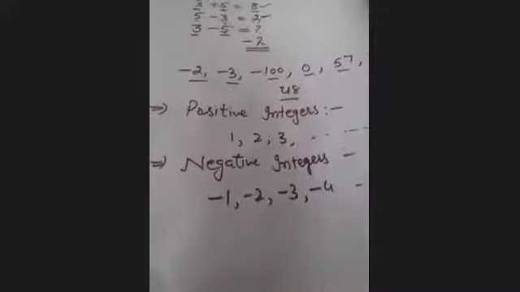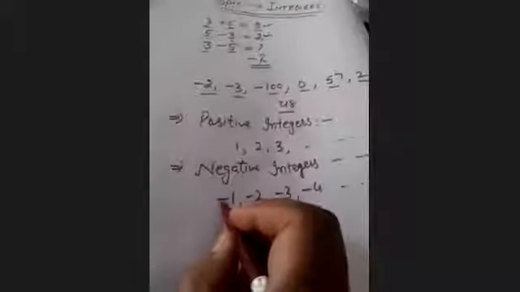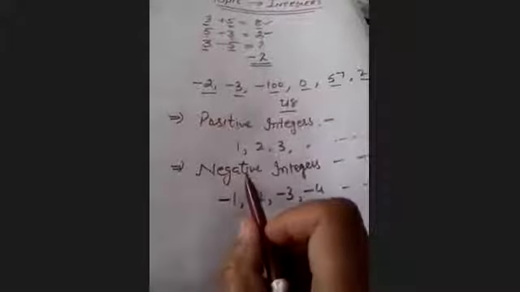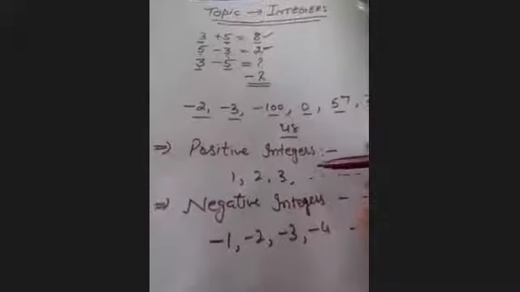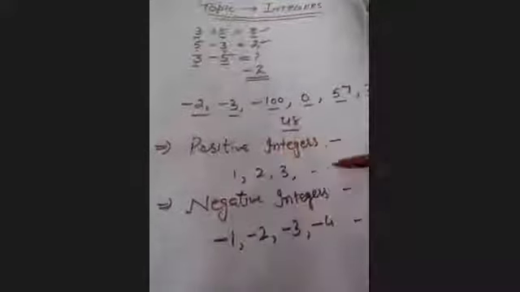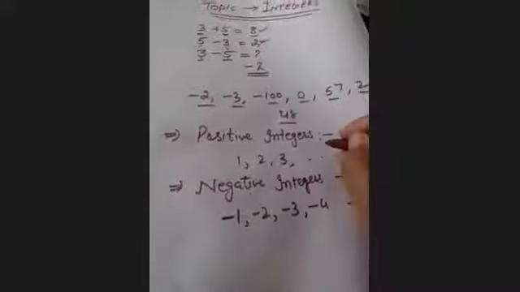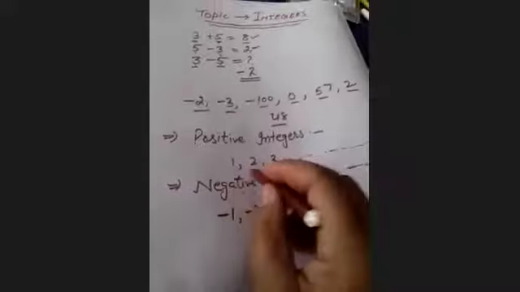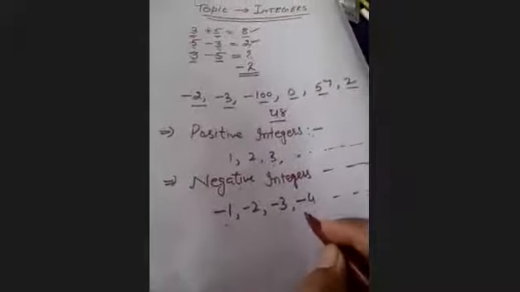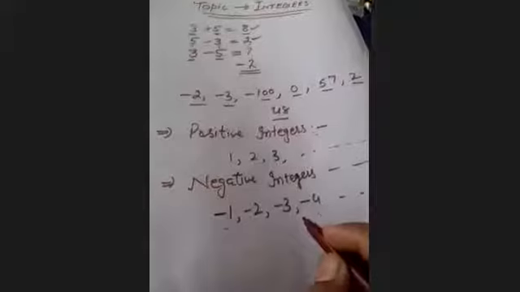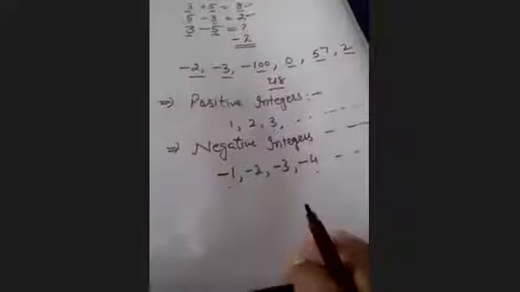So the numbers with a negative sign, a minus sign, are negative integers, and the numbers which don't have any sign, 2, 3, 4, 100, 5, 6, are all positive integers. So these are positive integers and these are negative integers. The numbers which have a negative sign are known as negative integers.